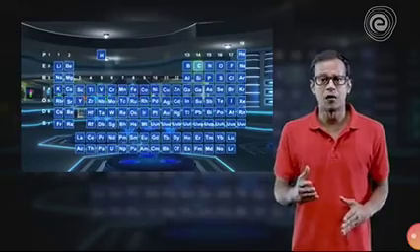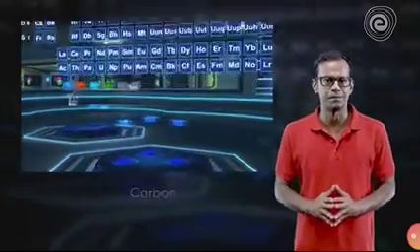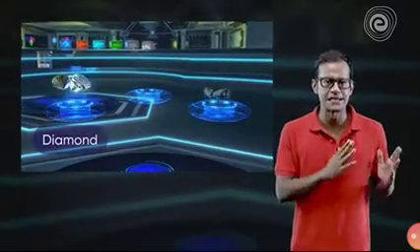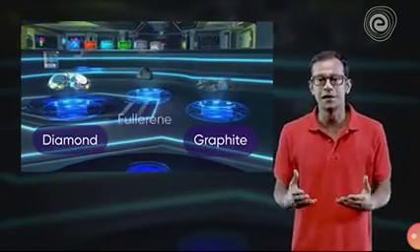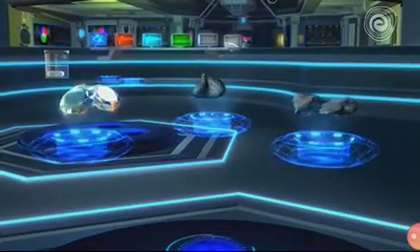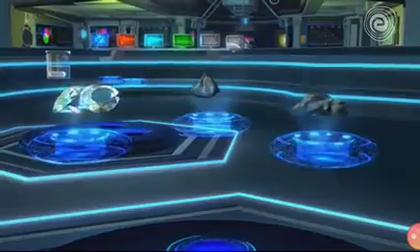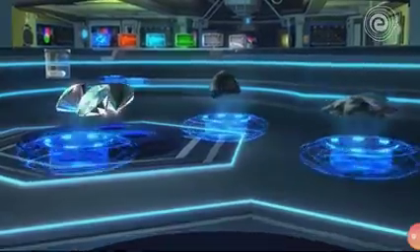The phenomenon of allotropy is particularly significant in the case of carbon. Carbon exists as diamond, graphite, and the relatively new fullerenes in the crystalline form. Let's study the three allotropes of carbon in detail.